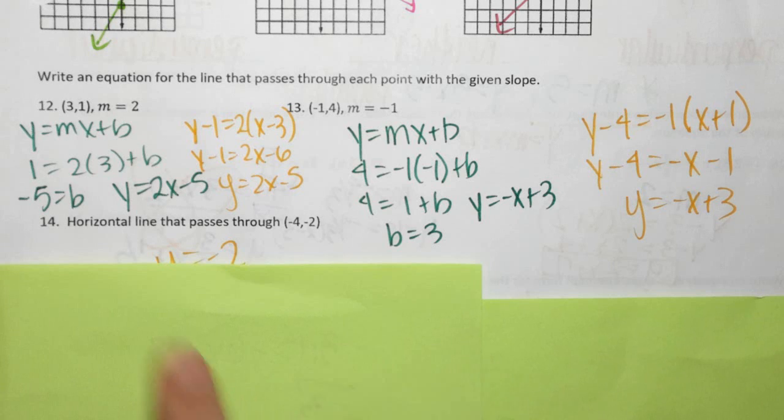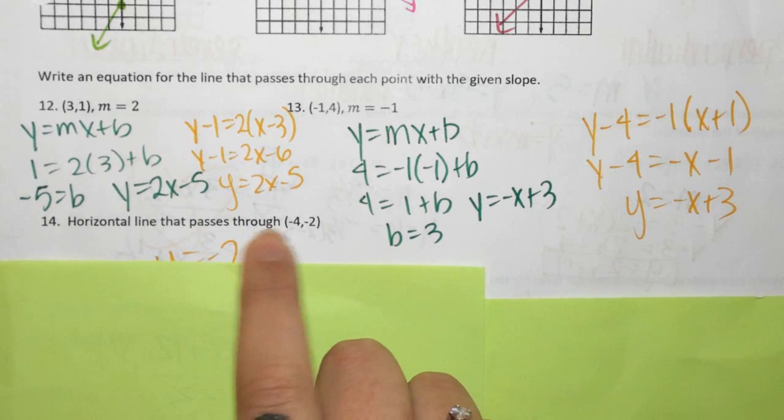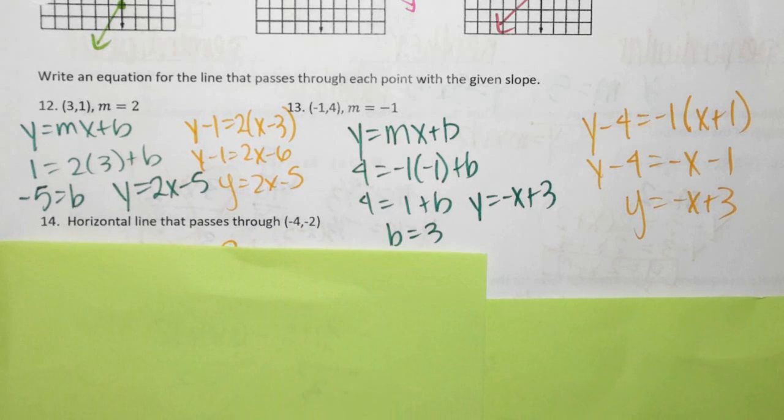Alright, here we go. Number 14. It said horizontal line that passes through -4, -2. So horizontal looks like this. What axis does it go through? X, X, X. Yes, it is X.